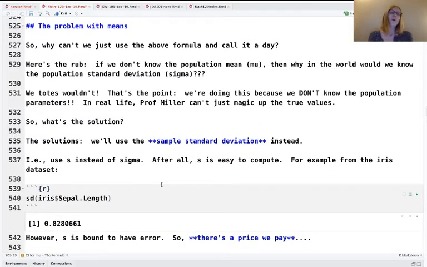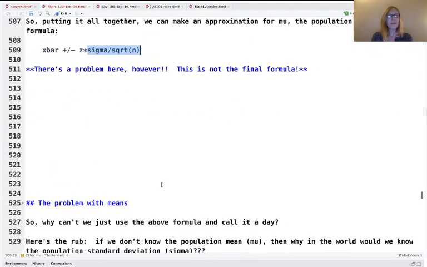So, what's the problem? Why can't we just use that formula and call it a day? Well, here's the thing. In that formula, let me scroll up a little bit really fast. In that formula here, that stuff right there that I just highlighted, that's the problem. Sigma. Think to yourself for a second, wait a second, what is sigma? Sigma is the population standard deviation.